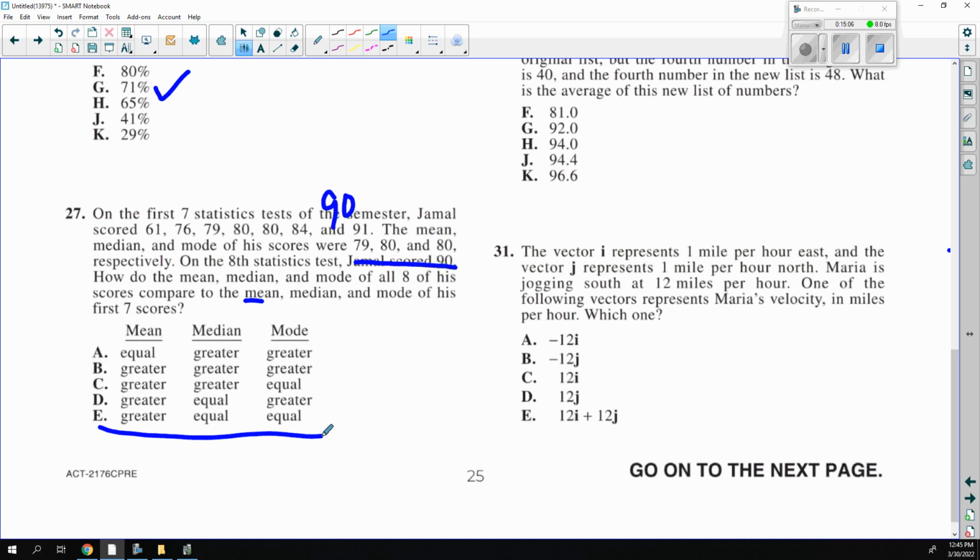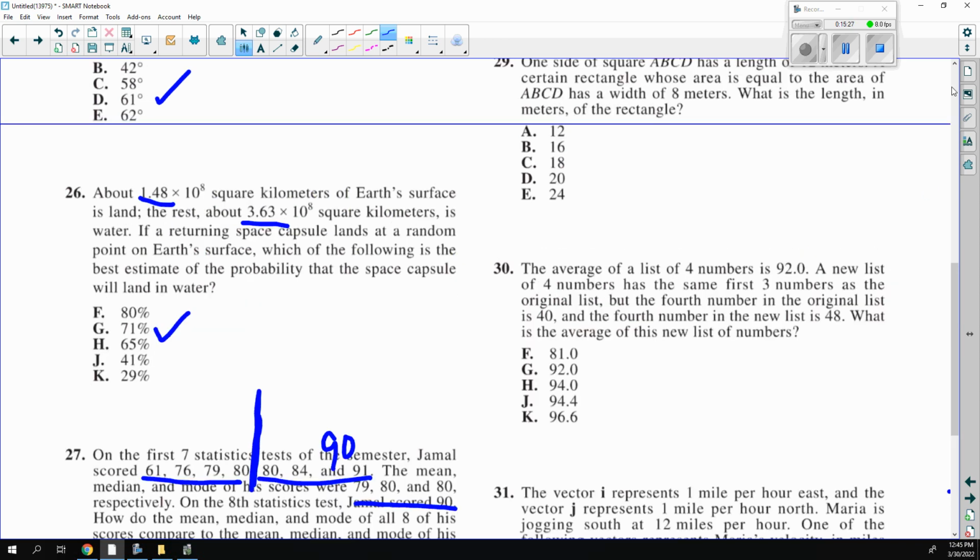Now, it might increase the median, but you got to do it again. There would be 4 high and 4 low. So the median would be the average of these two, and it wouldn't change. And of course, 90 wouldn't change the mode at all. The mode would stay 80 as the mostest score.